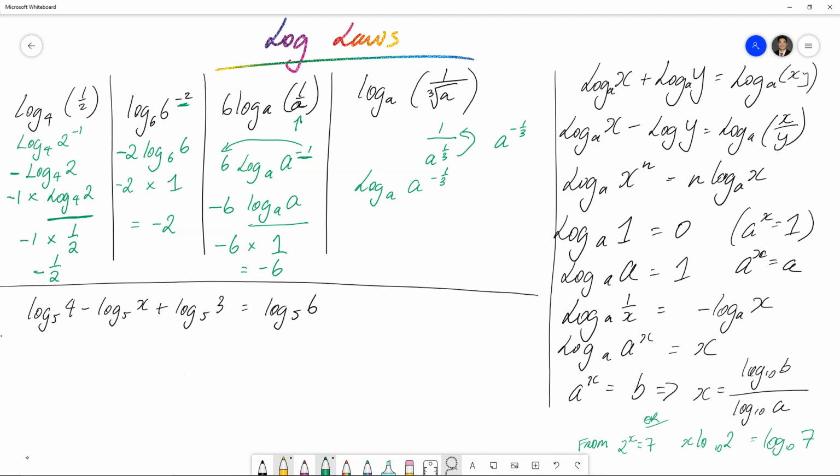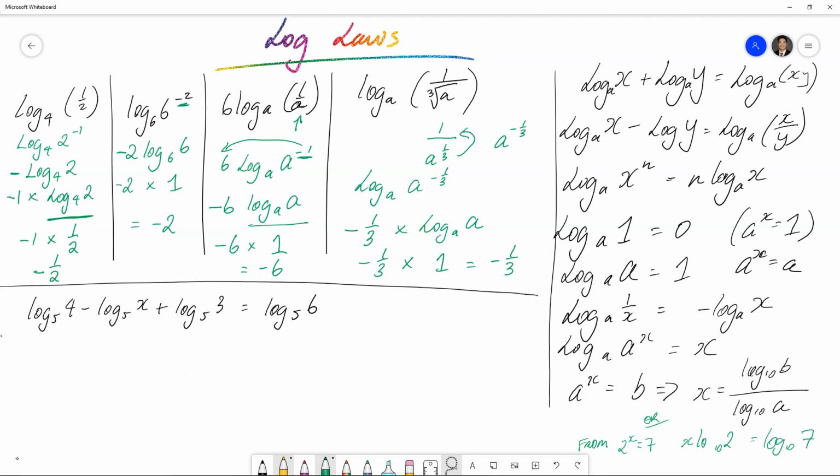Bringing this raised power to the front, I end up having negative third times log base a of a. Log base a of a is going to be 1. Multiply it by a negative third, your answer is going to be negative third. Okay, so you can use your calculators and see if you get the right answer. It's a good way of checking, but obviously I'd be expecting you to show your working out just to demonstrate your understanding.